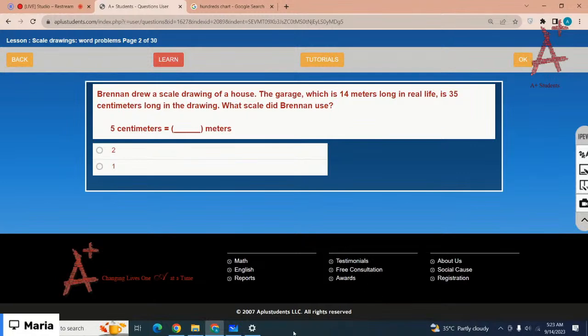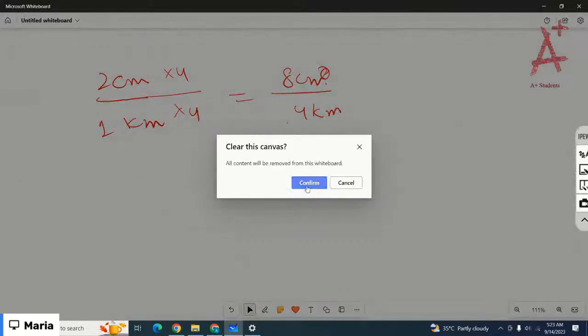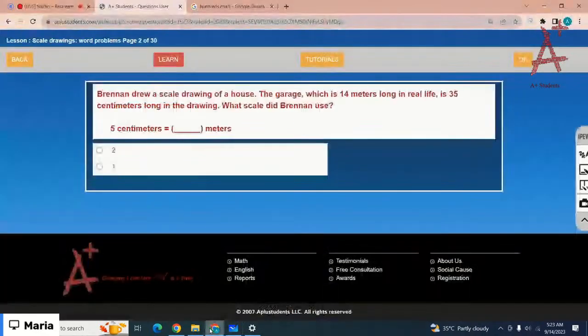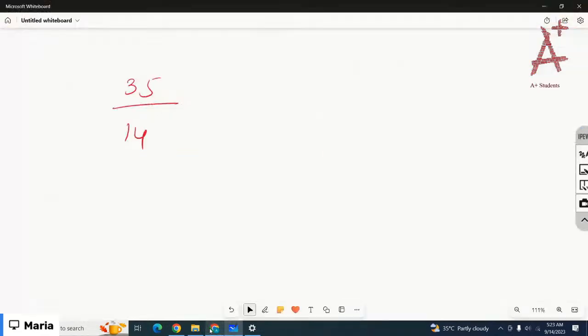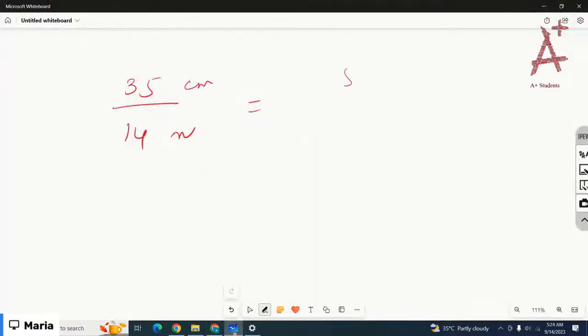The scale value is 35 centimeters and the original value is 14 meters, right? Let me just write that down. And here you are given 5 centimeters equals how many meters, right? You have 5 centimeters to meters, and you have to calculate this value.